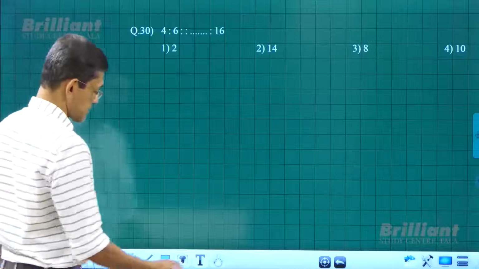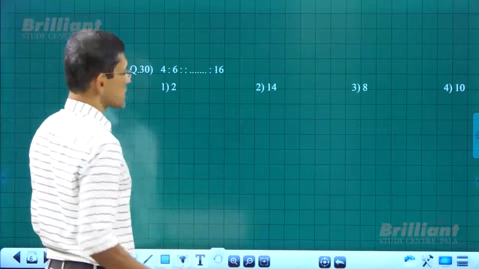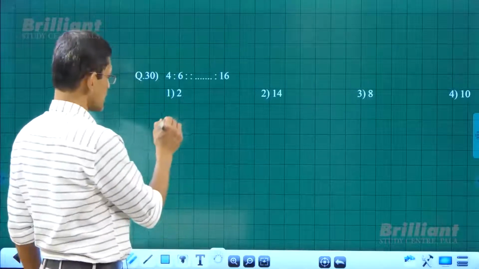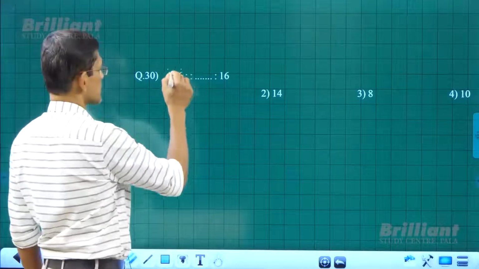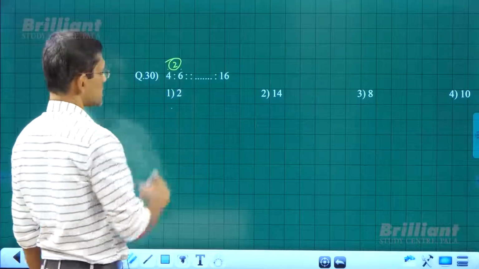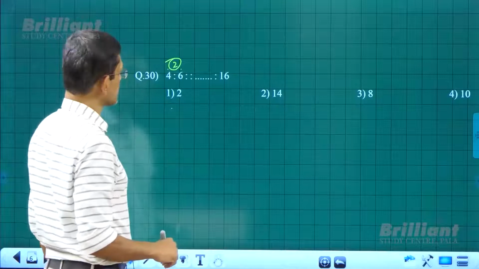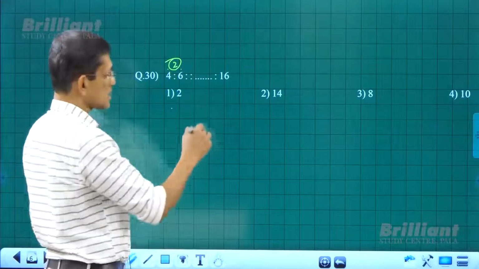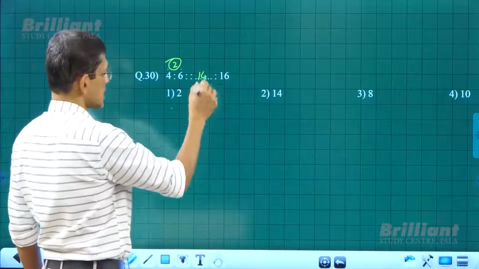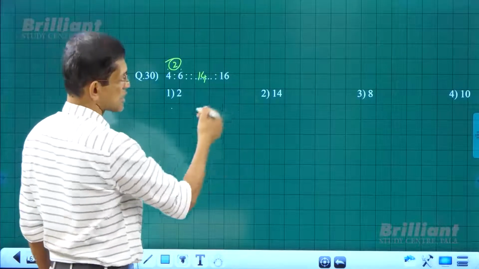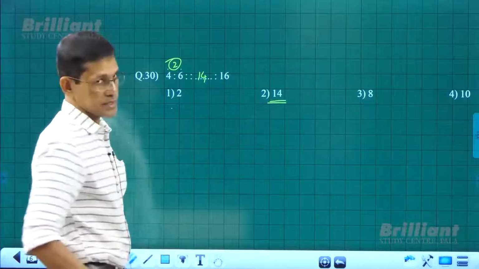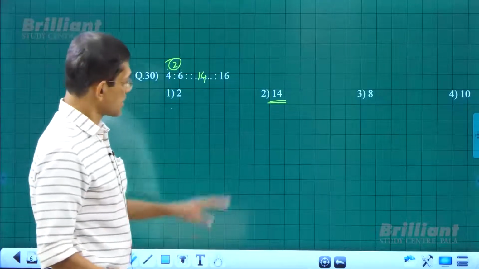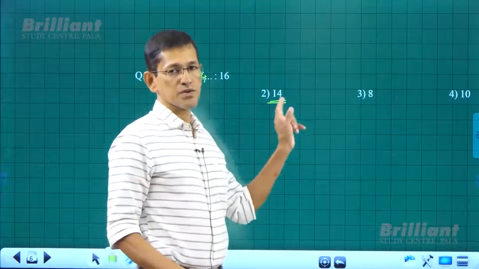Now number 30. What you have is 4:6. So 4:6, or well, the difference is 2. 4 plus 2 is 6. And here, naturally the answer that comes to your mind is 14. 14 plus 2 is 16. If you have an answer 14, that would be the correct answer. So if the question is really simple, you may have answer choice 14 here.